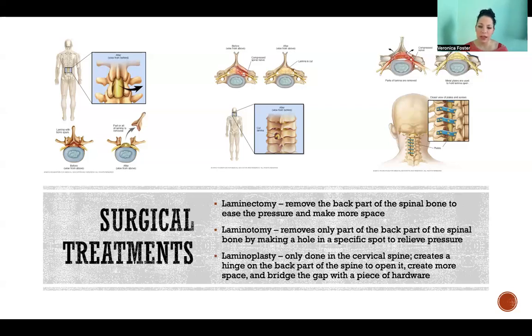It creates a hinge on the back part of the spine to open it, create more space, and bridge the gap. Essentially, they're removing a little piece here, and then they're opening it up a little bit like a hinge, and then they're bridging it with a piece of hardware. They're connecting it and enclosing it with a piece of hardware, but they're doing it in such a way that they're expanding the space and allowing for more room than the original bone had allowed.